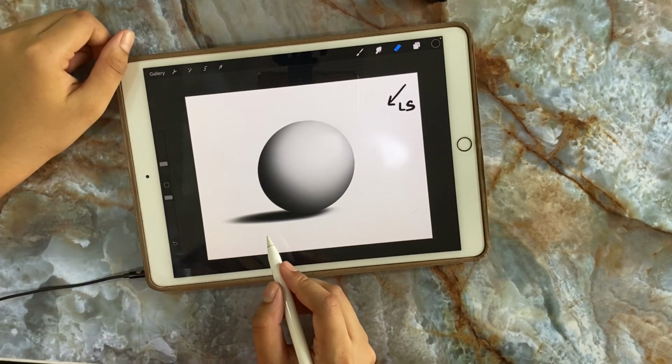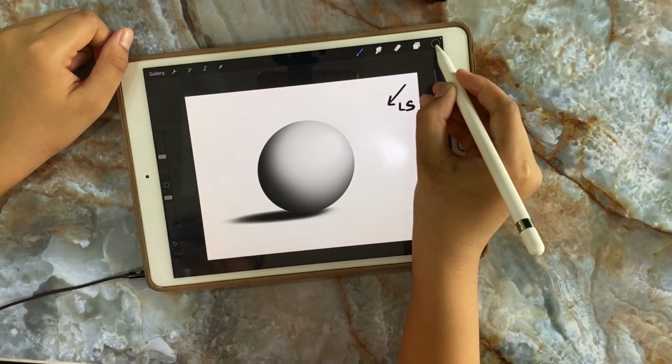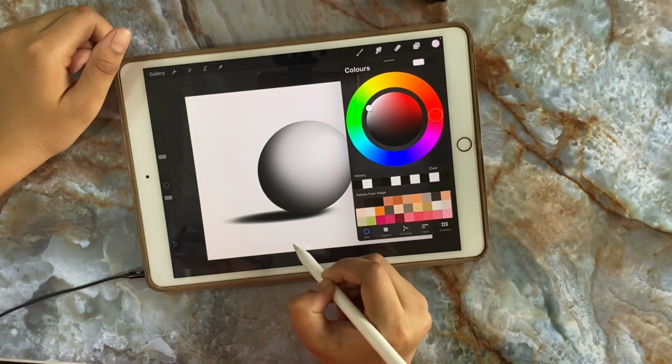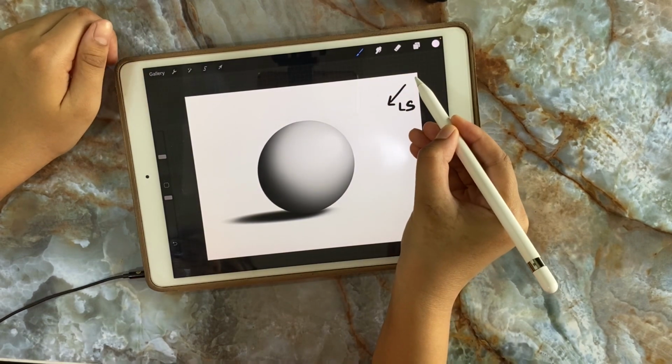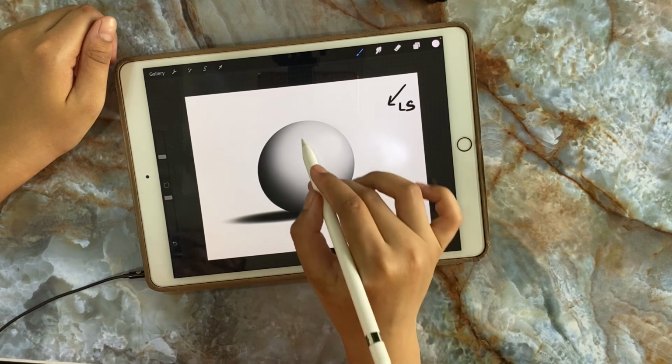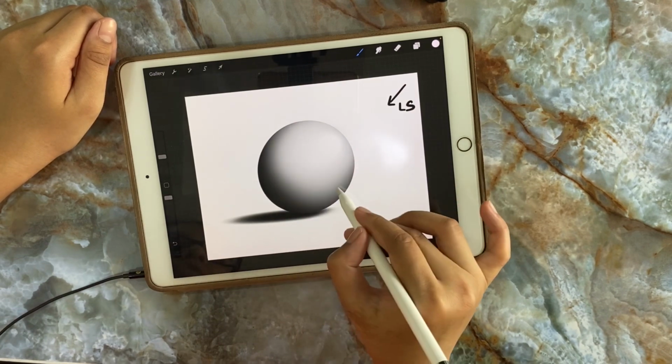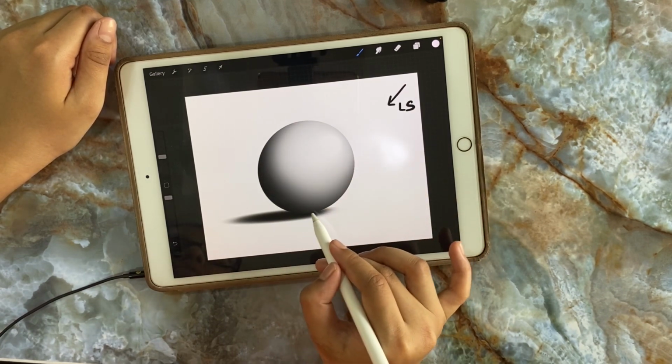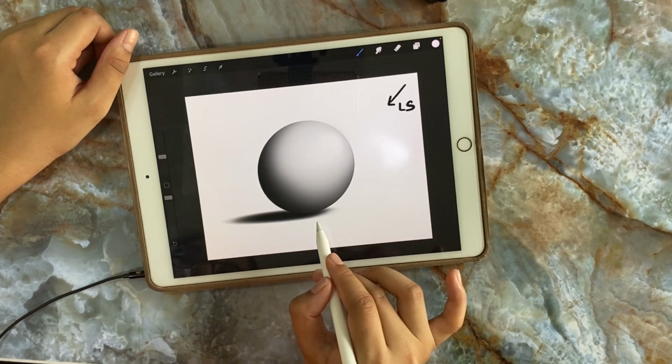And there is one more thing to consider, that is the bounce light. What does bounce light mean? See, the light is coming here, you have a highlight, you have a half tone. This is called the half tone, and this is the form shadow. This is the cast shadow.